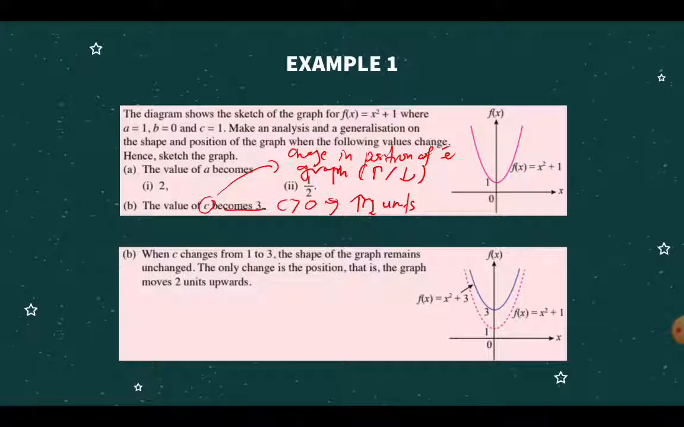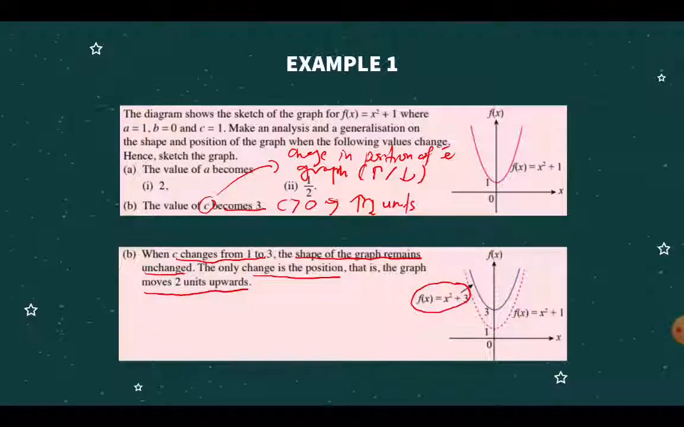When C changes from 1 to 3, the shape of the graph remains the same. Only the position changes, that is, it moves 2 units upwards. So the dotted one is the original one, and then it moves 2 units upwards. So this is our new graph, which is f(x) equals x squared plus 3. So simple, right? I hope you can understand this.